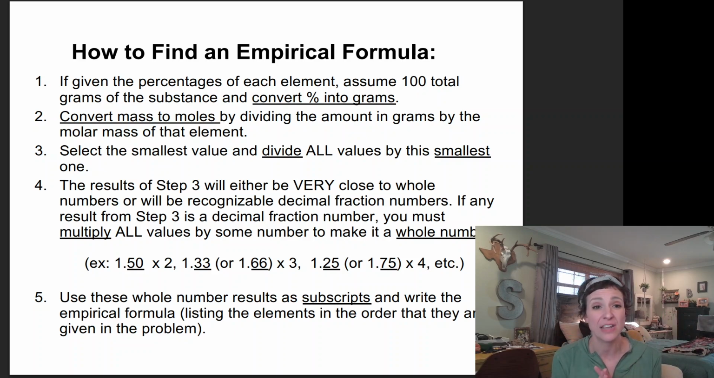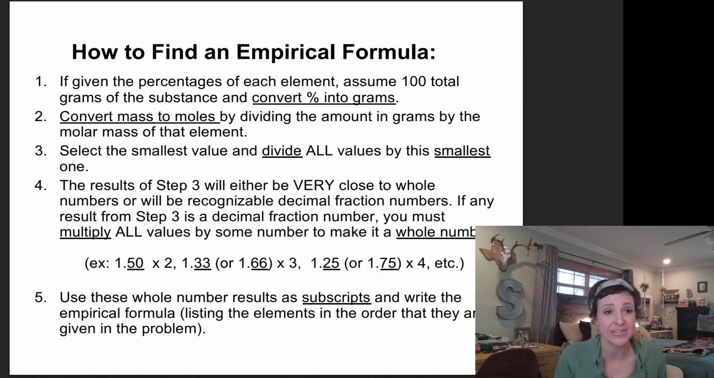So it says step number 1, if given percentages of each element, assume 100 total grams of the substance and convert those percents to grams. Step number 2, now that you're at grams, you're going to convert mass to moles. Mass to moles. Y'all, it's a molar conversion. Yes. And that molar conversion is technically us dividing the grams by the molar mass of that element. So now I'm at moles. I'm at step number 3. At the moles step, I select the smallest value and I divide all values by that smallest one. And then step number 4, that is a step, and it looks like a lot here for you, but you don't necessarily have to have a step number 4, okay?